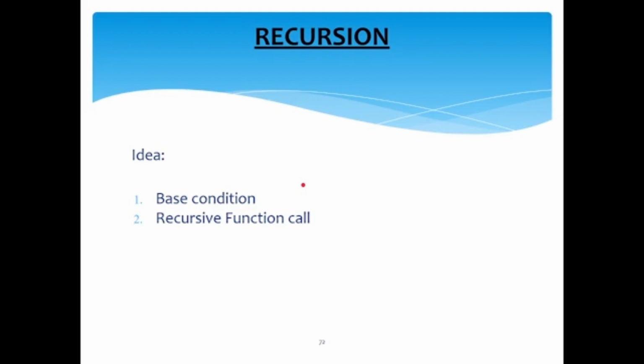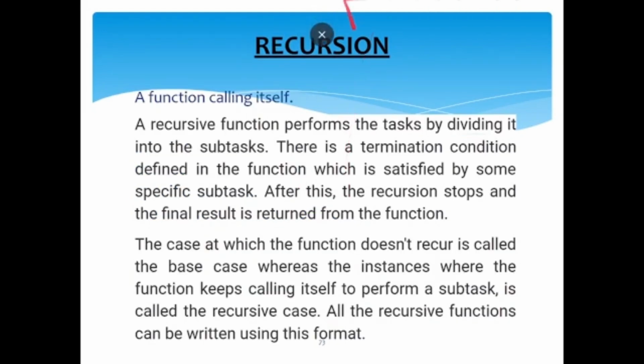These both are very important. You can check, a function calling itself is called recursion. It performs the task by dividing it into subtasks. Nothing but, if you want the sum of the first 5 numbers, first it will check for 1, after that for 2, after that for 3, after that for 4, till 5. That is the meaning of recursion. It is dividing into subtasks.